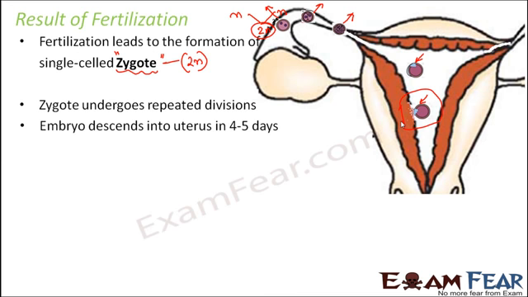So how much time do you think it takes for the embryo to reach from here till here? It takes around 4 to 5 days to enter the uterus. So from here till the uterus will take some 4-5 days.